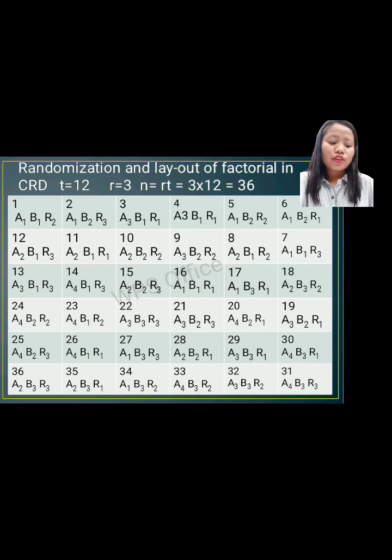Randomize and layout of factorial CRD. T equals 12, R equals 3, N equals RT equals 3 times 12 equals 36. This is a possible layout of the CRD, randomized.